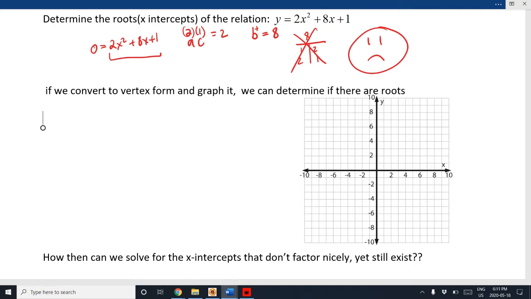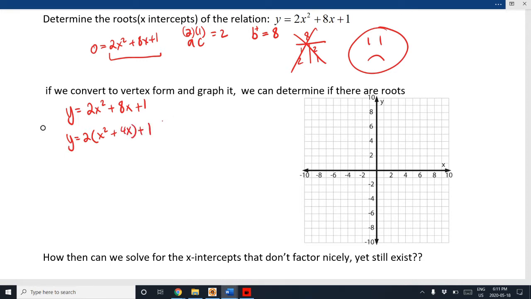So let's go ahead and try that. Our whole idea right now is we want to graph this, or at least find the vertex. We know it opens upwards because a is positive, and if it's below the x-axis and opens upwards, there must be roots. So let's see if that's the case. Let's convert to vertex form, and we'll use the completing the square technique to do it. The first thing we want to do to complete the square is factor out 2 from our first two terms to get x squared by itself.